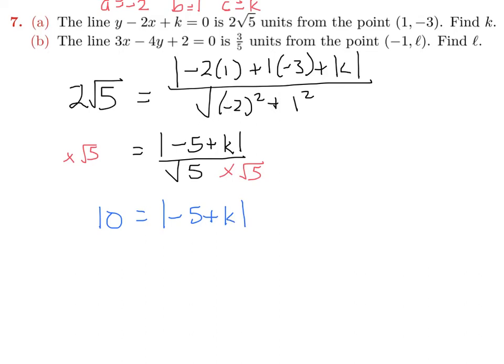And it's a typical absolute value question. So we have minus 5 plus k equals 10, or minus 5 plus k equals minus 10, which means k is equal to 15 or 5. And again, that's all there is to it. Second question, same strategy, only a tiny bit harder.